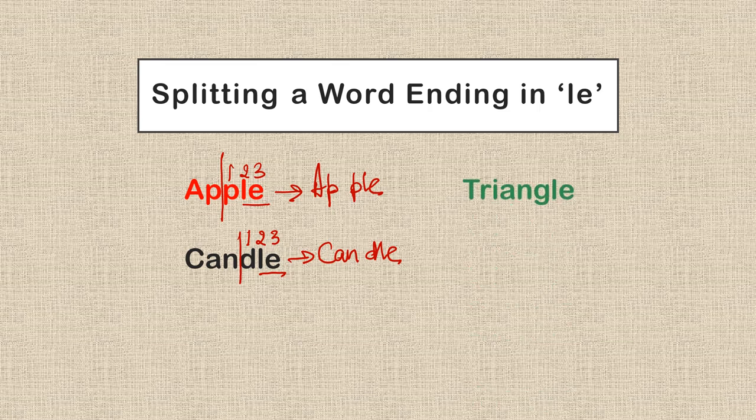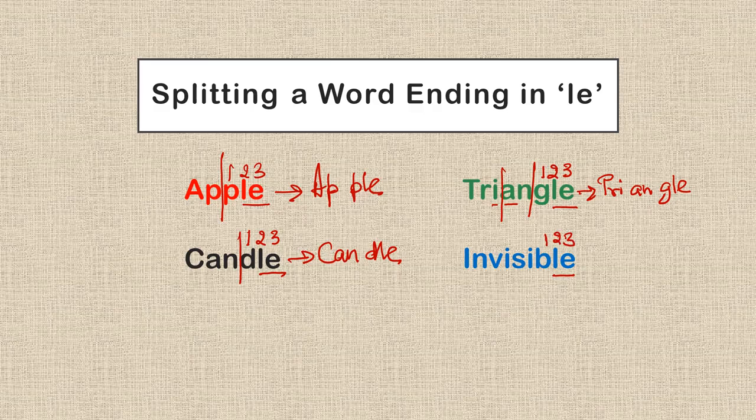Next, we have another word with LE at the end. Again, we count back 3: 3, 2, 1, split. How do we break this? I have told you in my previous lessons, we have to underline the vowels. We have I, we have A here, and then we split. Triangle, a three-syllable word.